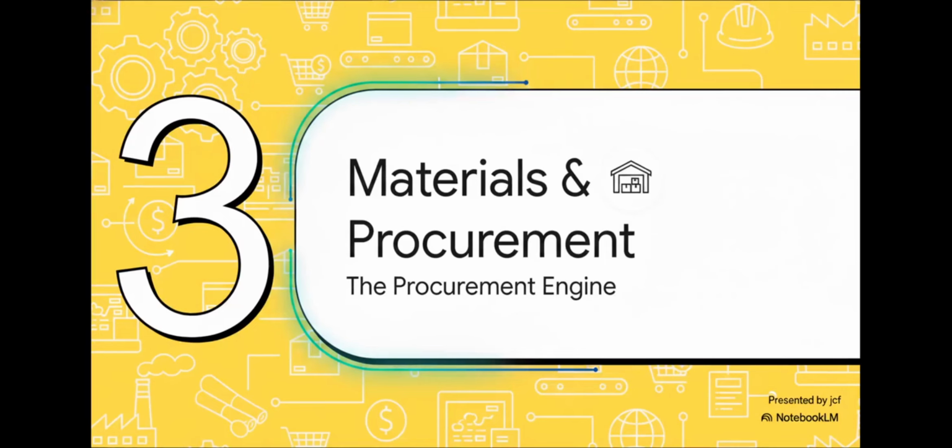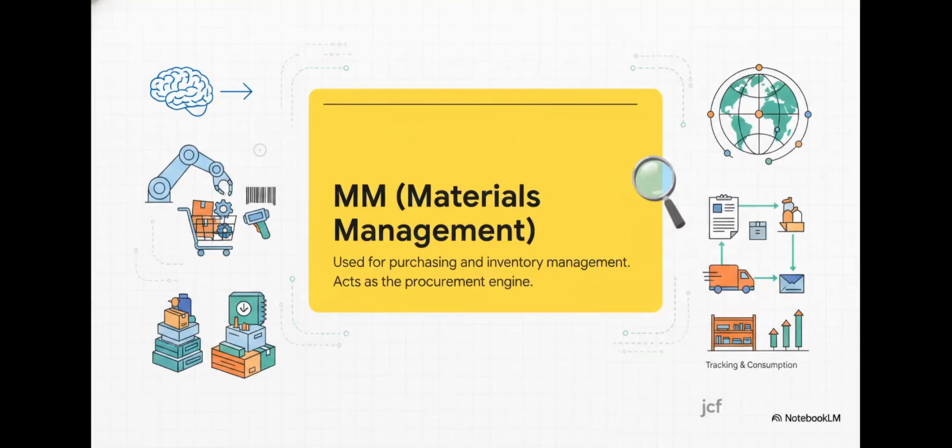Let's move to Section 3, Managing Materials and Procurement. Meet Materials Management. If the project system is the brain doing all the planning for the project, MM is the hand actually reaching out to grab what you need. It handles all purchasing and inventory management. It really acts as the procurement engine, so the rest of the business always knows exactly what's in stock, what's currently on order, and what has already been consumed.